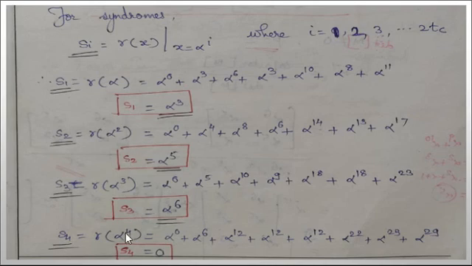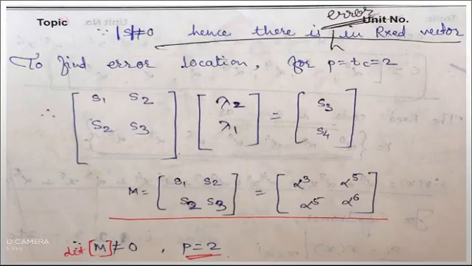Once we got S1 to S4, now the job is slightly critical to get the calculations for lambda 2 and lambda 1, which are nothing but actually, you can say, the elements of the error locator polynomial. Now let's proceed to calculate it.